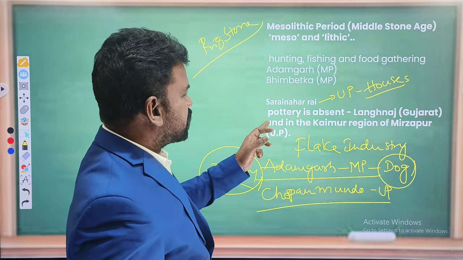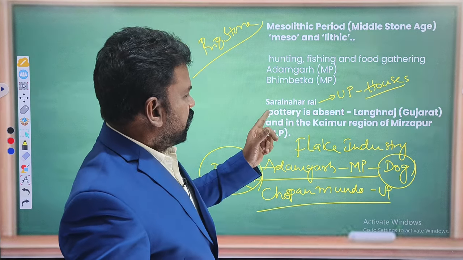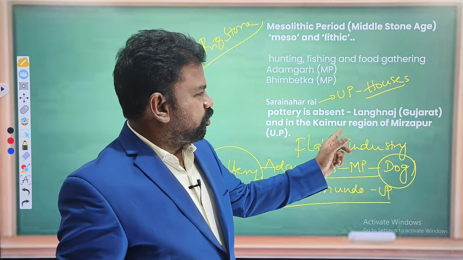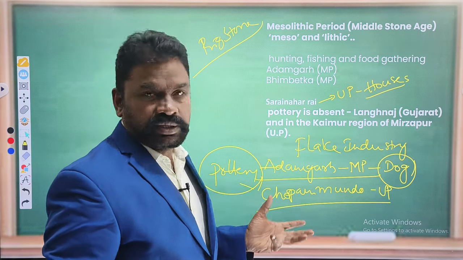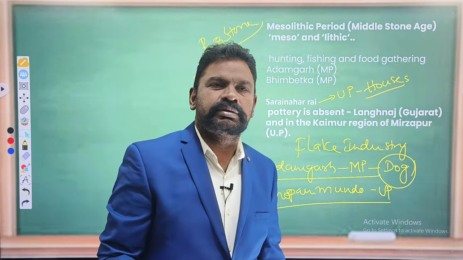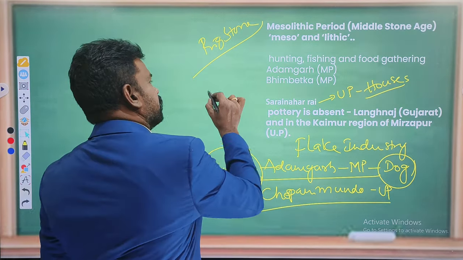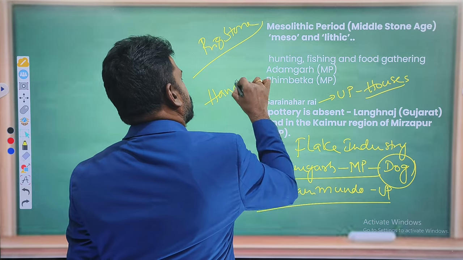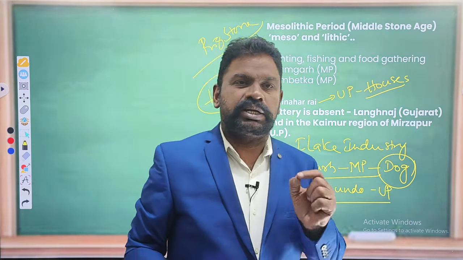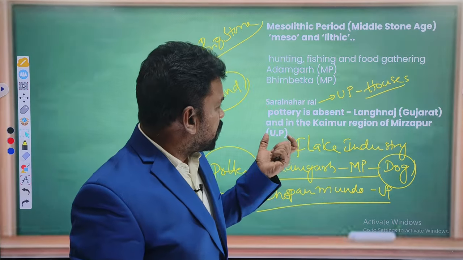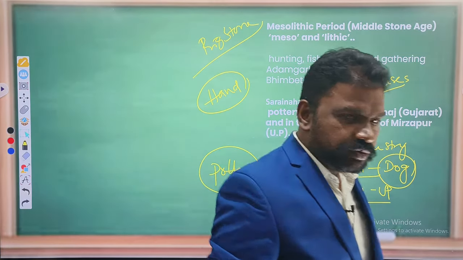Pottery was absent at Langhnaj in Gujarat and in the Kaimur region of Mirzapur. These two areas had no pottery, but in the remaining areas, pottery was found. It was made by hand. Remember, handmade pottery, not wheel-made pottery, started here at Chopani Mando and other places of India.